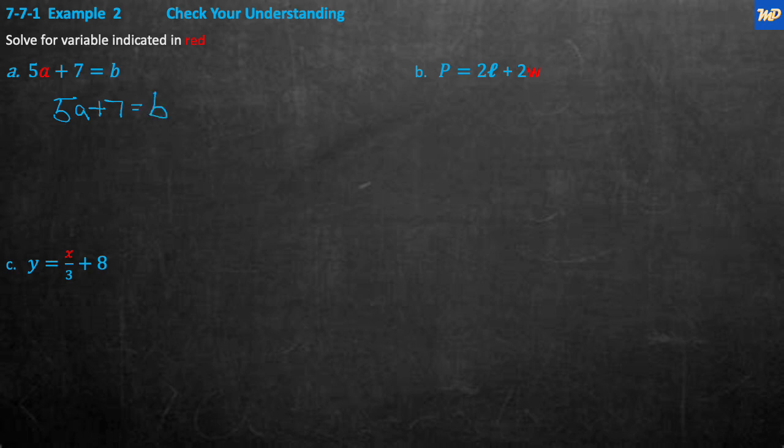And they want us to solve for the a. So that means we have to get the a by itself. It means we have to get the 7 over here and the 5 somehow to the other side. So the first thing we're going to do is get rid of the plus 7. So we're going to say 5a plus 7 minus 7 is equal to b minus 7.